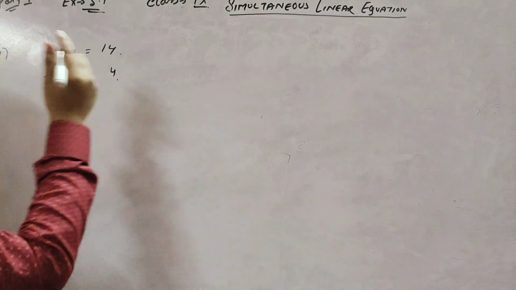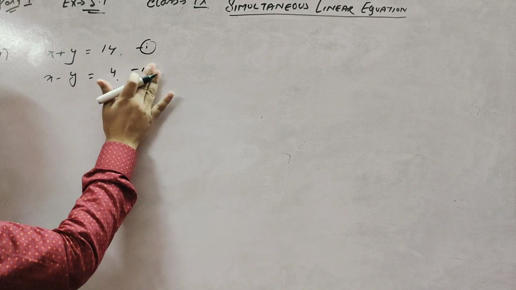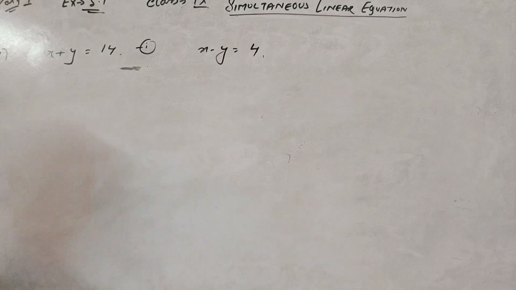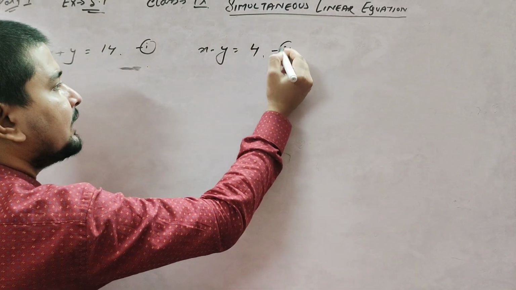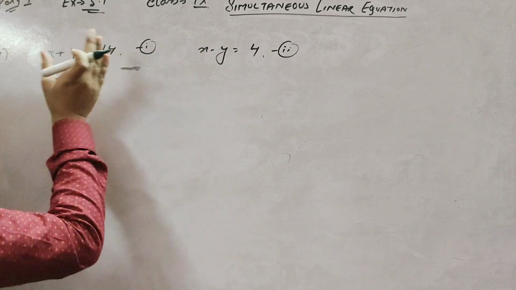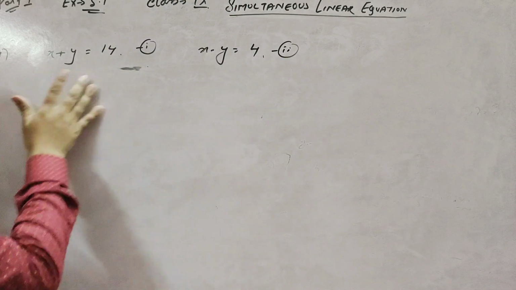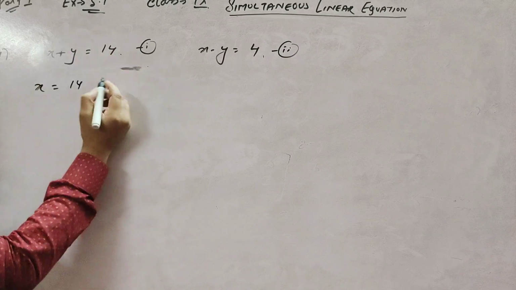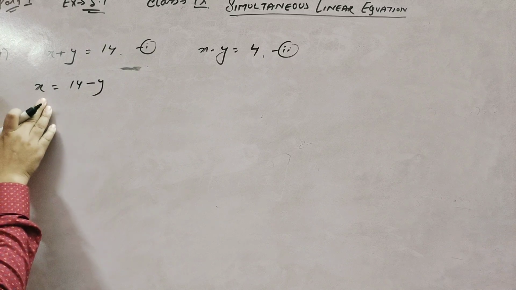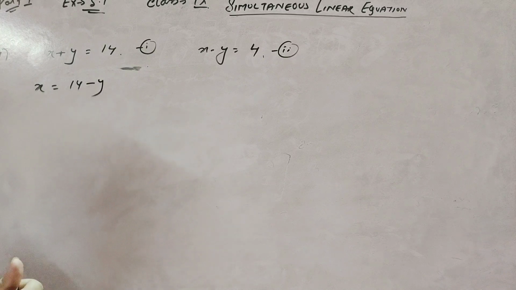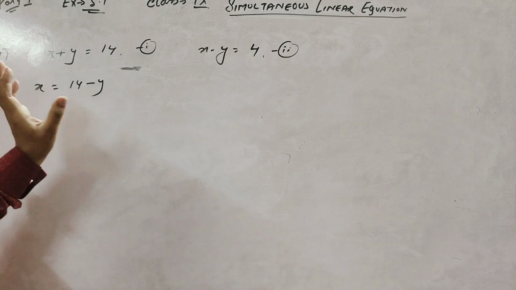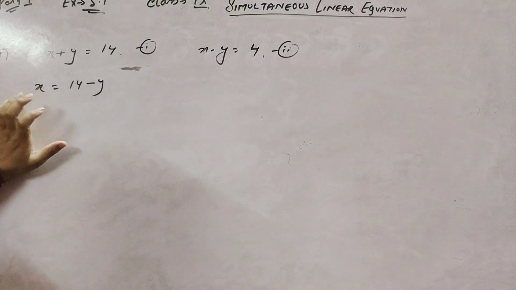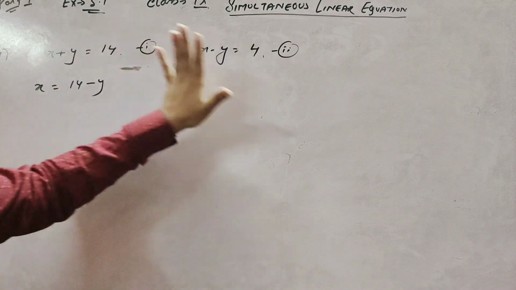You say this is your equation 1, this is your equation 2, x minus y equals 4. From any one equation you find the value of x and put it in the other equation. Suppose in this equation we find the value of x. The value of x is 14, and plus y going this side means minus. So we get x equals 14 minus y. And from here we get the value of x, we just put the value of x in this equation. This is the substitution method. That means from here you find the value of x and put the value of x in this equation.